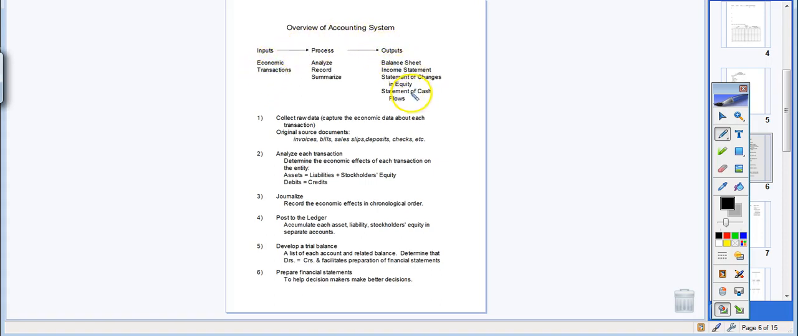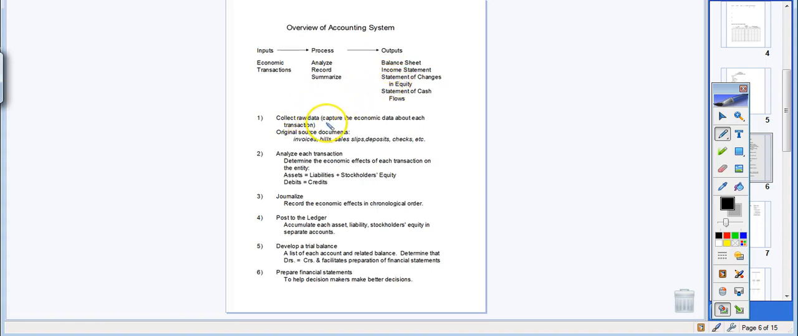We also know that the outcome of the accounting system is to have these four financial statements: balance sheet, income statement, statement of changes in equity, or statement of changes in retained earnings, and then also the statement of cash flows. So there's really a process. We've got to funnel this huge volume of transactions through the accounting system, analyze, record, summarize all of these transactions. So our process is somewhat of a funnel, so that the output are these four financial statements.